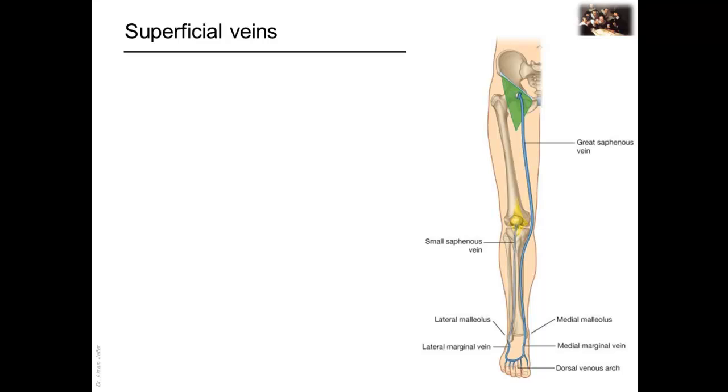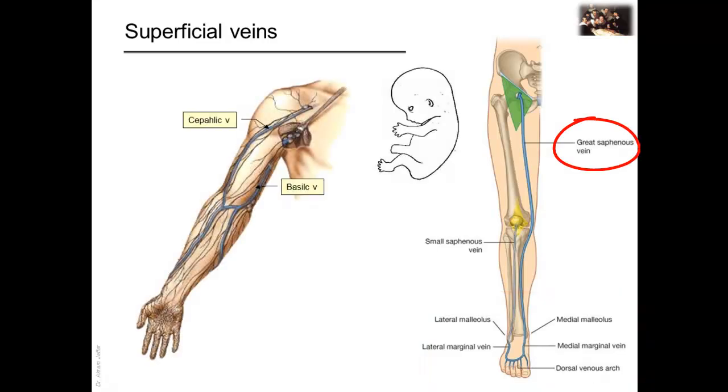A superficial vein leaves each side of the dorsal venous arch, which you can notice on the dorsum of your foot. The preaxial vein is the great or long saphenous vein in the lower limb, and the cephalic vein in the upper limb. The long saphenous vein leaves the medial end of the arch, while the cephalic vein, the lateral end of the arch, but both are preaxial, if you remember the embryology.